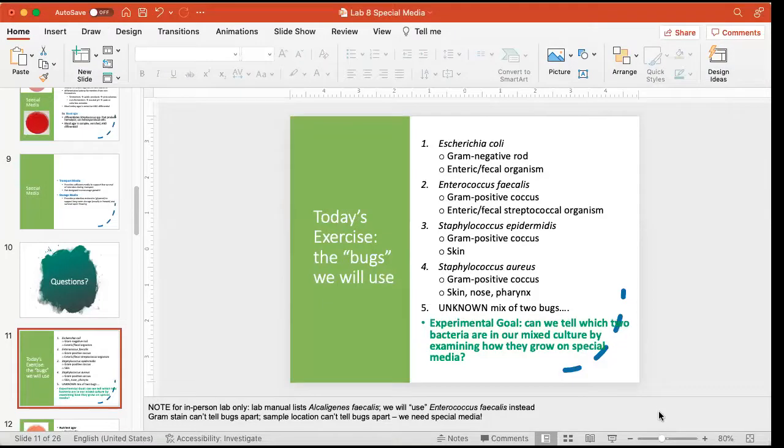Let's take a look. If I saw a gram negative rod on my smear, I would know it was E. coli because there are no other gram negatives here. See that? So if I saw a gram negative rod on my smear, I'd say, yay, I know one of them is E. coli, but the other one is going to show up as a gram positive coccus. And I'm going to have no way to know which one it is.